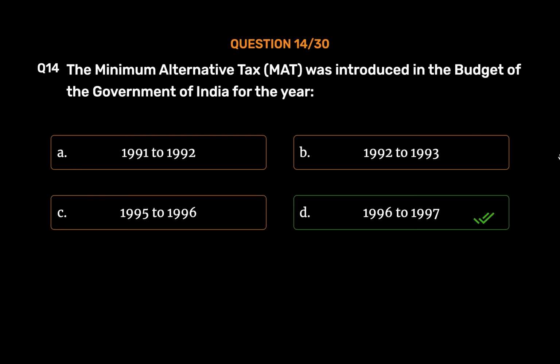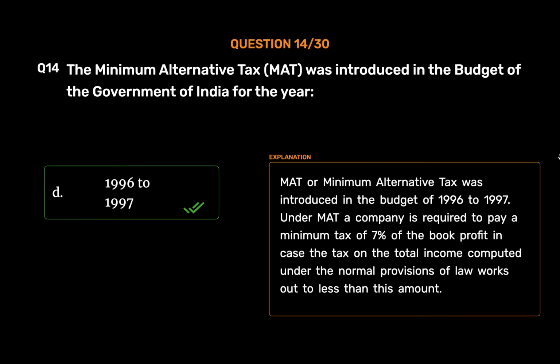1996 to 1997. MAT, or minimum alternative tax, was introduced in the budget of 1996 to 1997. Under MAT, a company is required to pay a minimum tax of 7% of the book profit in case the tax on the total income computed under the normal provisions of law works out to less than this amount.